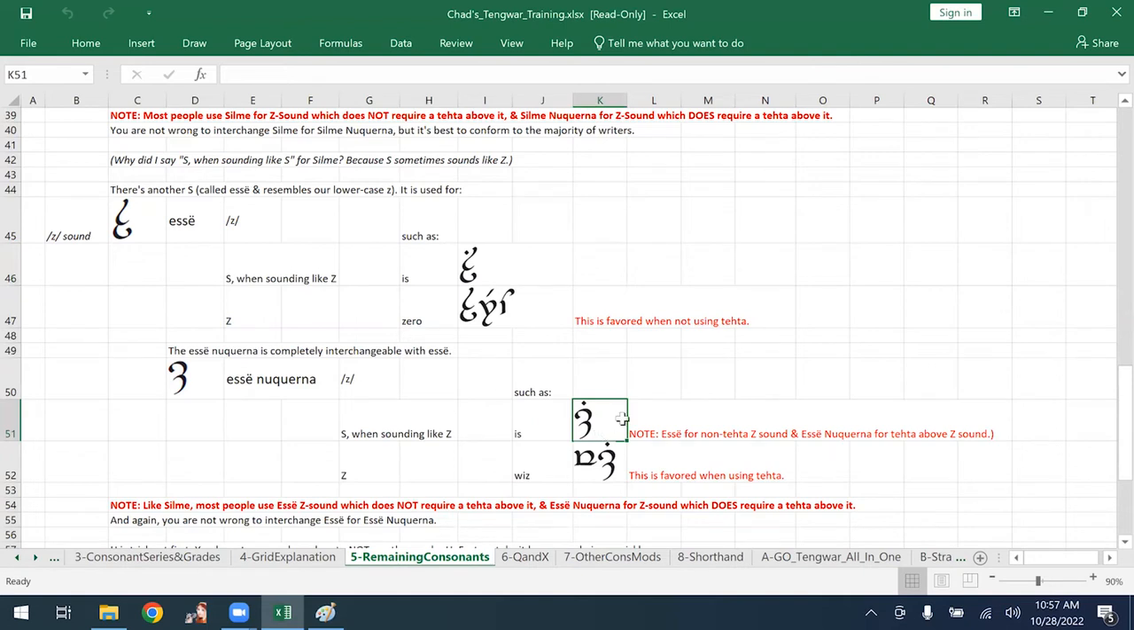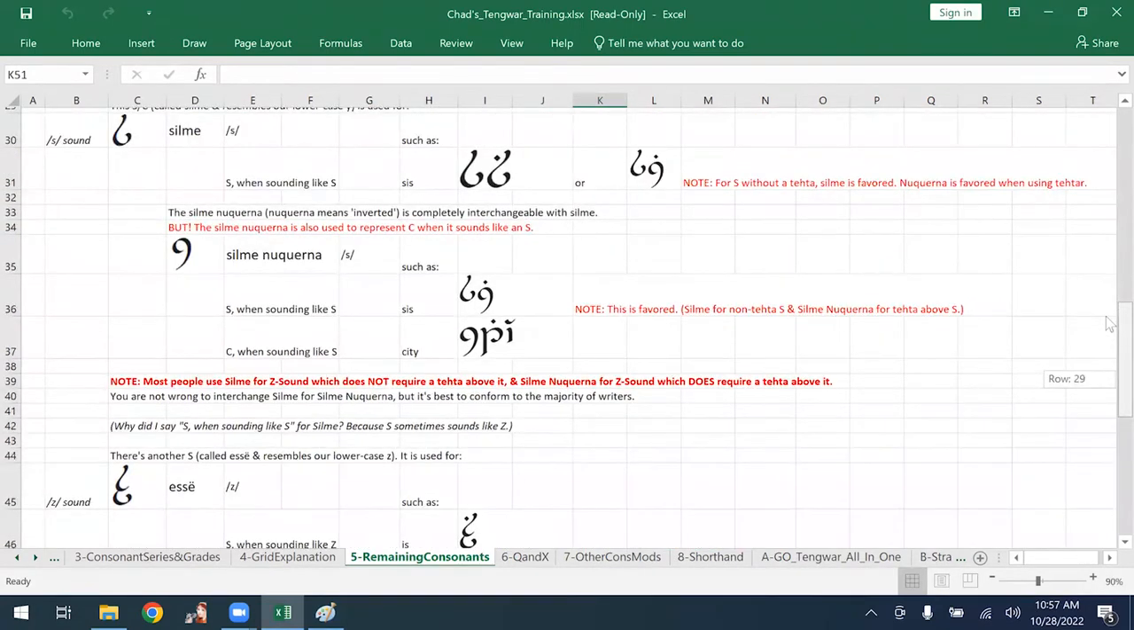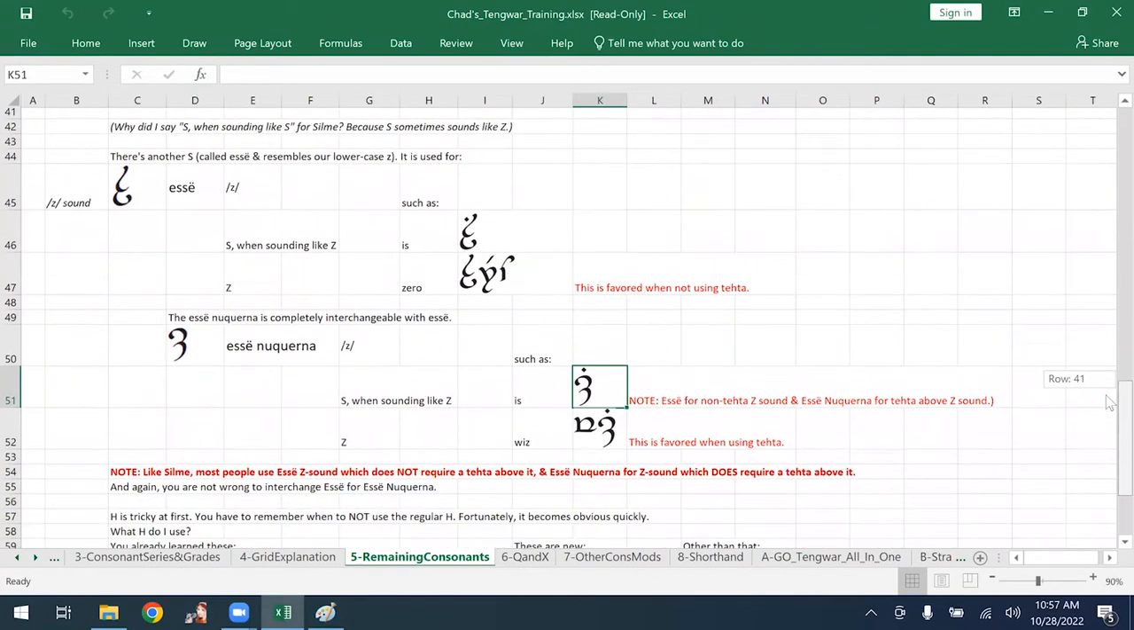That's just like, I don't have room on this Excel sheet to do it, but maybe I should make these things go to the top here. Anyway, so that's is and whiz. There's the W-I-Z. So esse is for S or Z when it sounds like Z, just like silme is for S or C when it sounds like S.